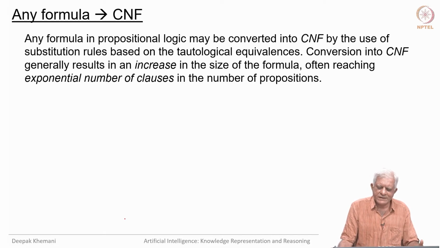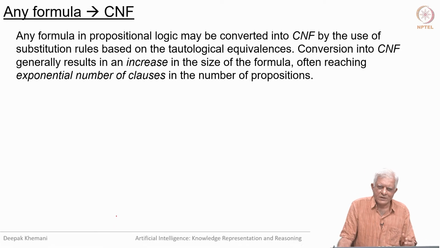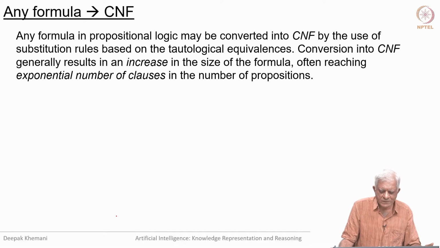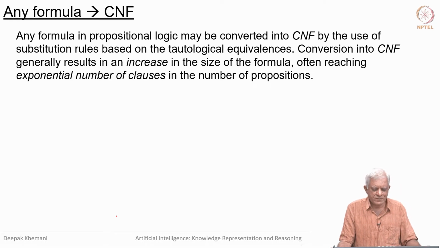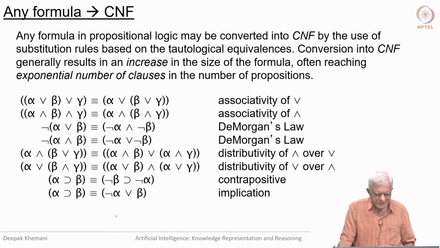Now, this conversion generally results in an increase in the size of the formula, and that is important because whenever we are writing programs, we often measure complexity in terms of length of the input, and if the length of the input is increasing in this process, that means our programs for generating proofs will also be more expensive. Sometimes it can reach even an exponential number of clauses.